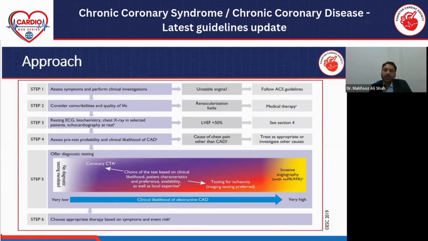The other patients who have multiple comorbidities cannot go for revascularization. We have to keep them on medical therapy, and then follow that patient's ECG, biochemistry, X-ray, and echocardiography. If they turn out to be less than 50%, then we have to categorize them as ischemic or non-ischemic. Step four is we have to assess the pretest probability and clinical likelihood of coronary disease.